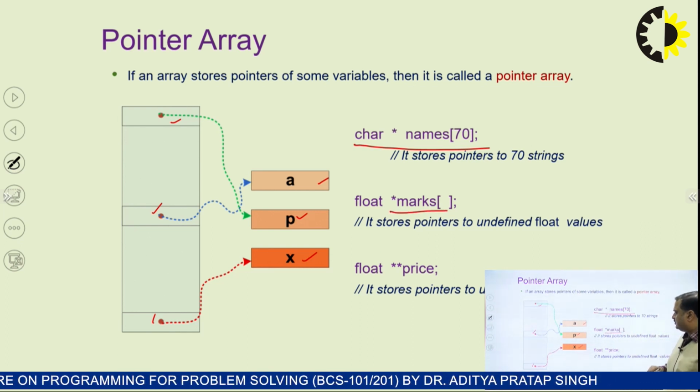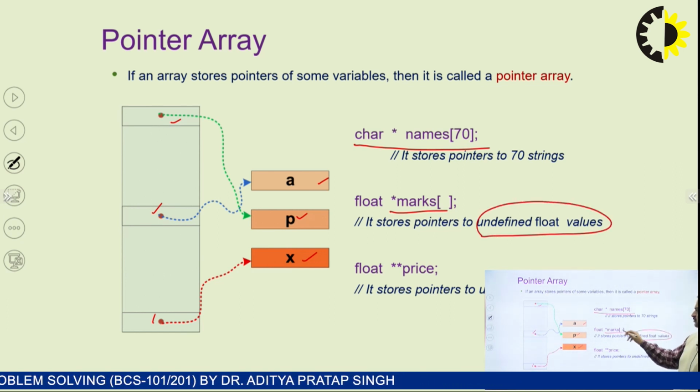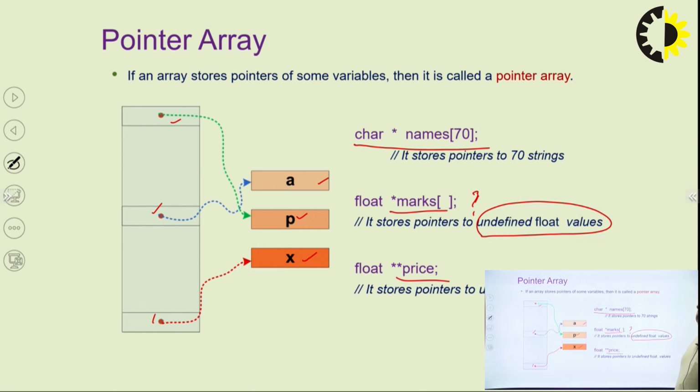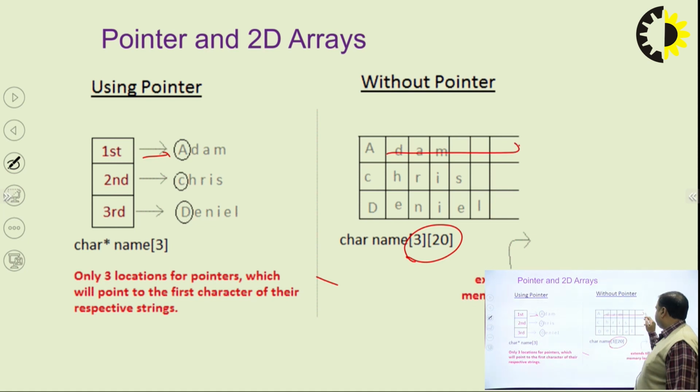float *marks[] will store pointers to undefined float values, because currently we are not giving the size, so it will give an error. Double pointer is perfectly alright. It stores the pointer to undefined float values, and we need to provide a size and the values to these pointers. We can use pointers and 2D arrays. Using pointers, we are pointing to this, but if we use it like this, then the size is fixed at 20.